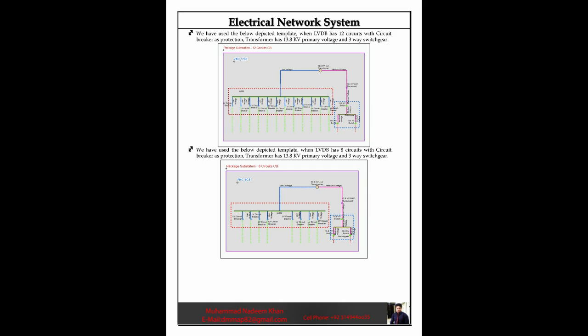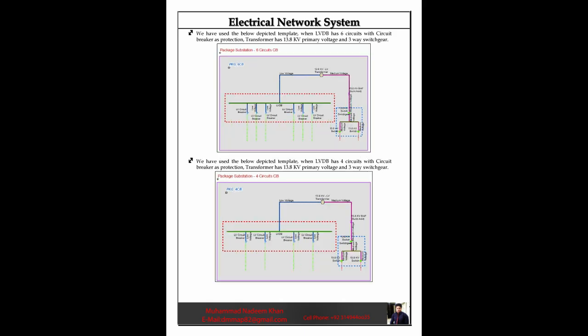We have used the below depicted template, when LVDB has 8 circuits with circuit breaker as protection, transformer has 13.8 kV primary voltage and 3-way switchgear. We have used the below depicted template, when LVDB has 6 circuits with circuit breaker as protection, transformer has 13.8 kV primary voltage and 3-way switchgear.